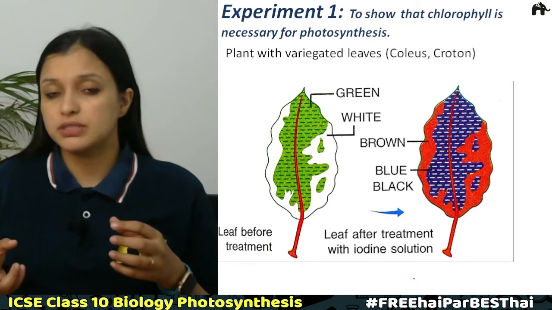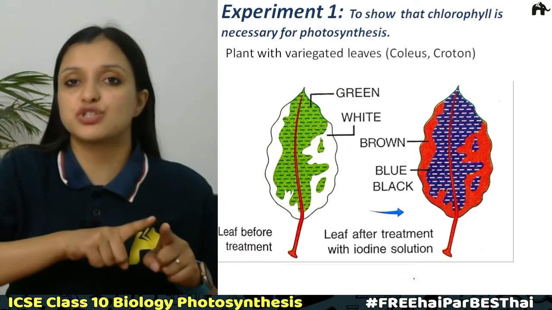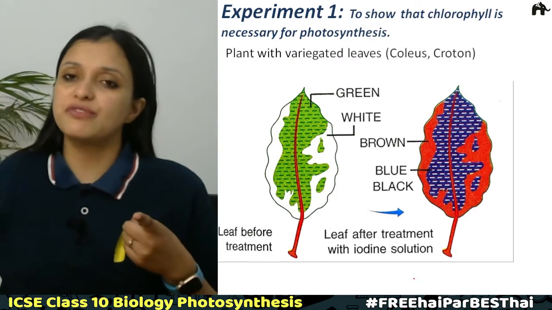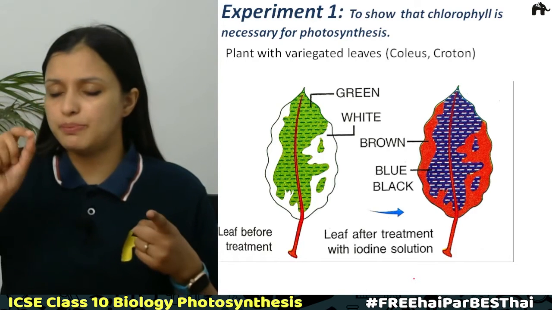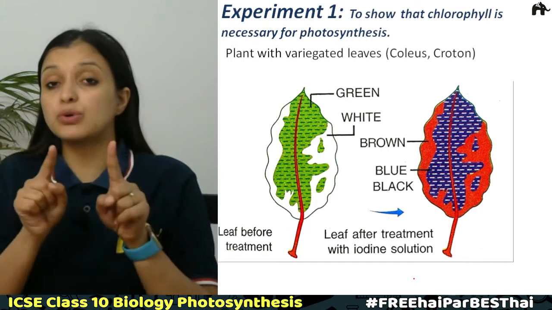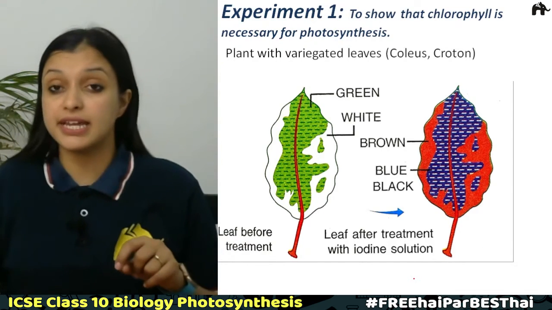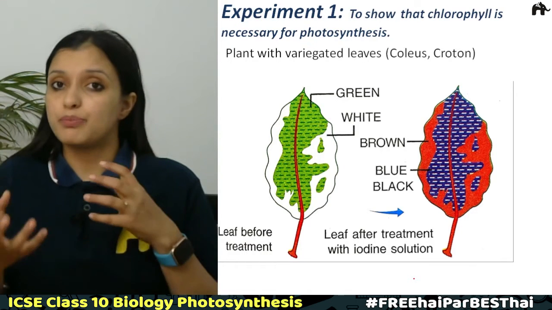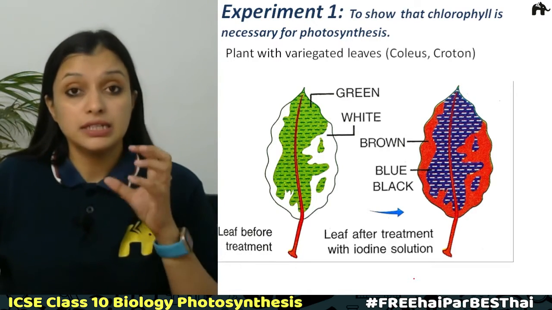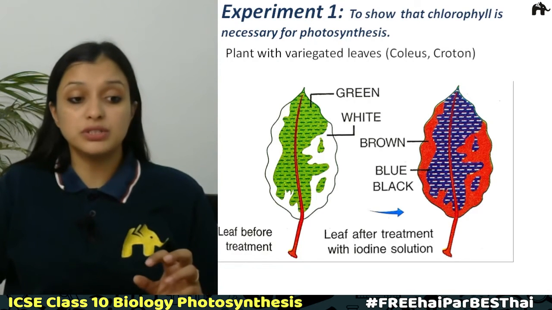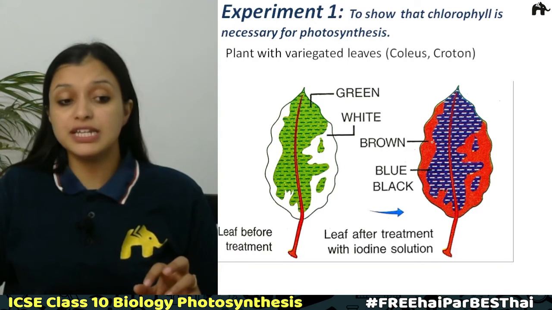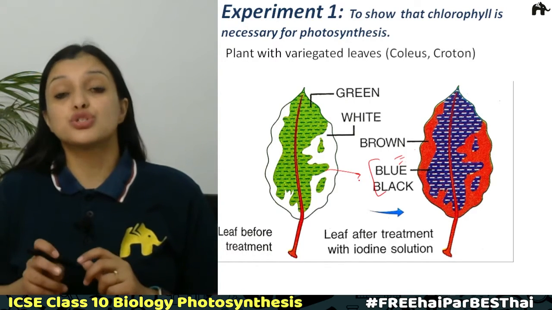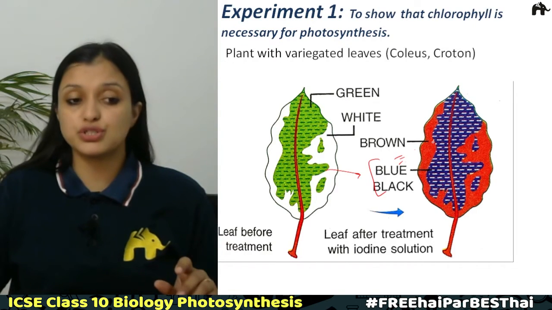Why have we kept it in the dark? So that we can first de-starch all the leaves and make the plant starch free. Now we have kept it in the sun for 4 to 5 hours. After that, we'll pluck a leaf, make an outline on a sheet of paper marking the green areas and the white areas, and then perform the iodine test on this leaf. On pouring the iodine solution, we find that the portion of the leaf that was green has turned blue black, and the portion that was white has turned brown. So this blue black color over the green portion shows the presence of starch, and the white portion did not have green color.